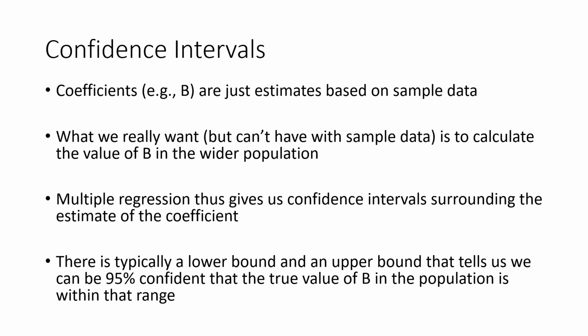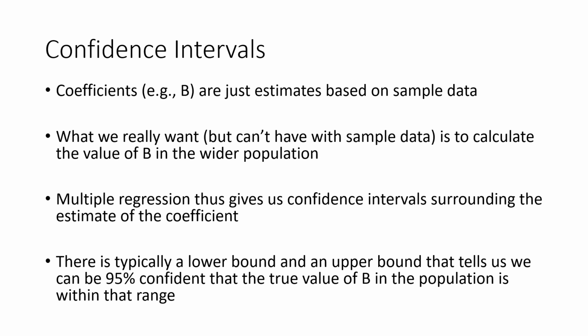Now, one problem with our coefficients, with our B weights or beta weights, is that these are just estimates based on sample data. Remember, we only have information about our sample data. We don't have information about our population. But we don't really care about the sample data. What we really care about is whether the results that we found in our sample generalize to that population. And the coefficients that result from our analyses are obviously grounded in the sample, not the population.